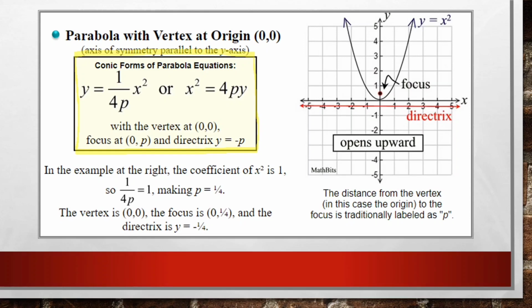In the example at the right, the coefficient of x squared is 1. So, 1 over 4p is equal to 1, making p equal to 1/4. Therefore, the vertex is 0, 0, the focus is 0, 1/4, and the directrix is y is equal to negative 1/4. The distance from the vertex, in this case, the origin to the focus, is traditionally labeled as p. The opening of the parabola opens upward.